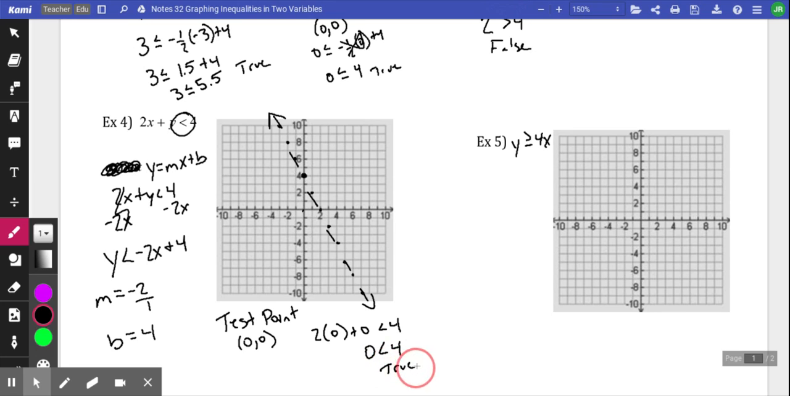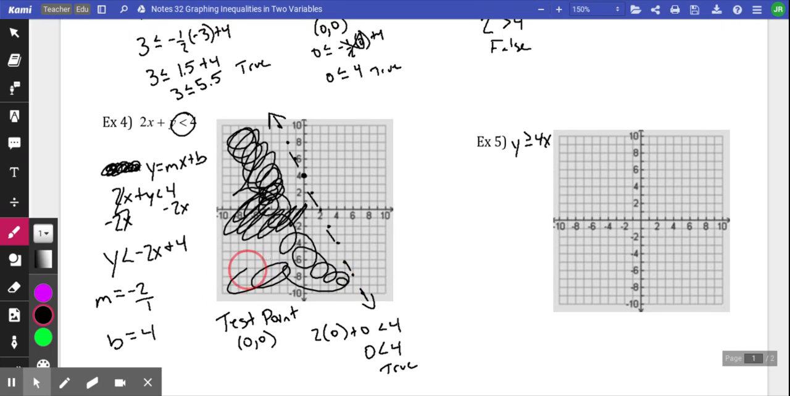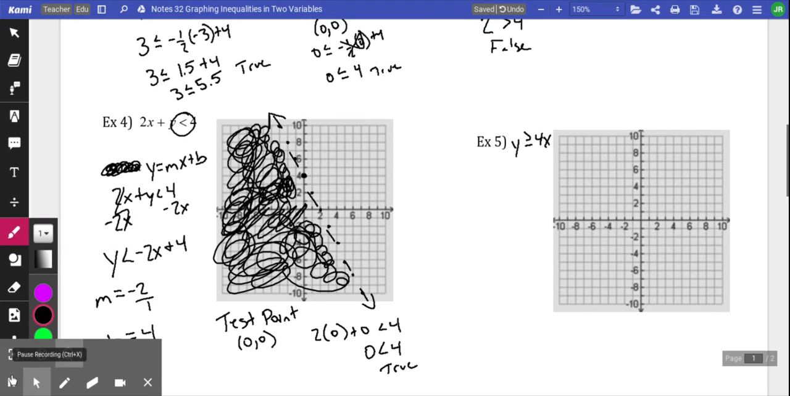That is true. So that means that because 0, 0 is right here, any other point that's on this same side as 0, 0 compared to the boundary line is a solution. So we are going to shade on this side of the boundary line. All right, so 0, 0 is by far not the only solution that's possible for this inequality. Pick any point from this shaded region and we will have a solution to the inequality.